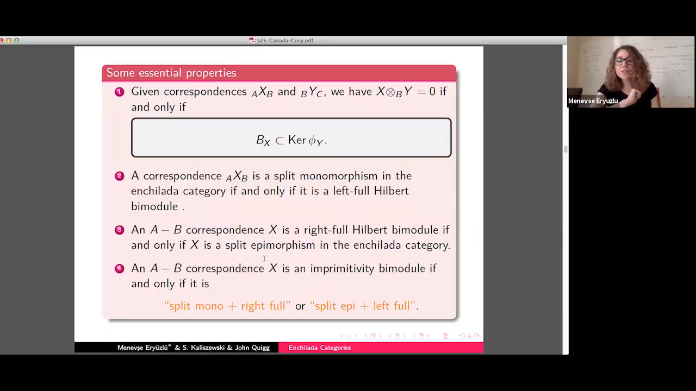Well, let's combine these two. Of course, invertible morphisms are favorites, obviously, in the Enchilada category. And those are imprimitivity bimodules. X is an imprimitivity bimodule if and only if it's either a split monomorphism and right full, or a split epimorphism and left full.